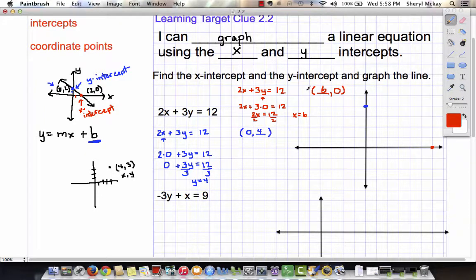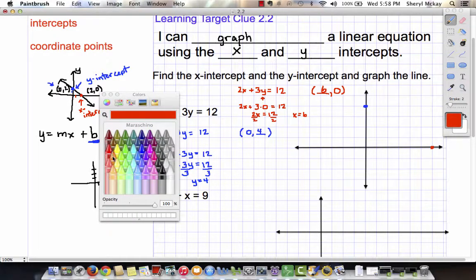Same is true for 6, 0. Put 6 in for x, I get 12. Plus 3 times 0 is 0, so 12 equals 12. So 6, 0 is a point on the line because it makes it a true statement. Every point on the line, if I put the x and the y in for it, will be a true statement.